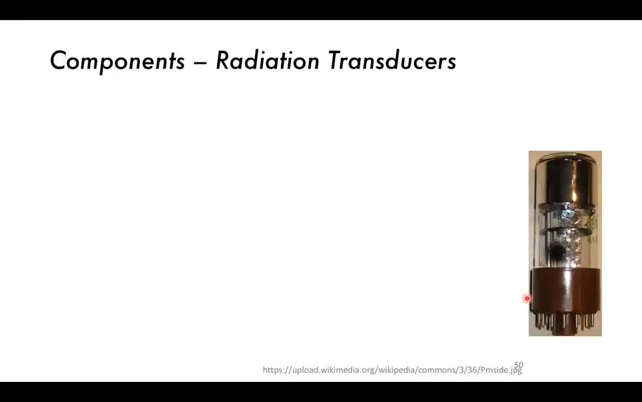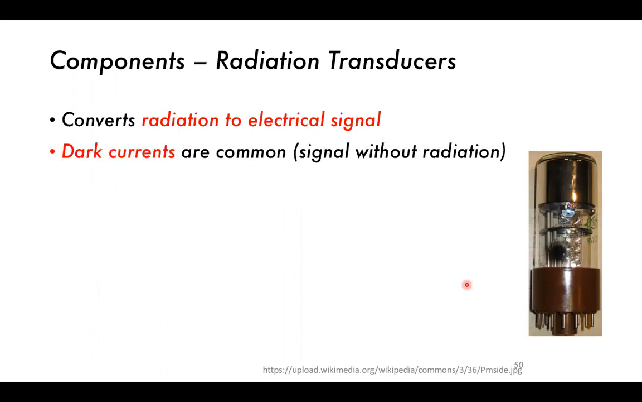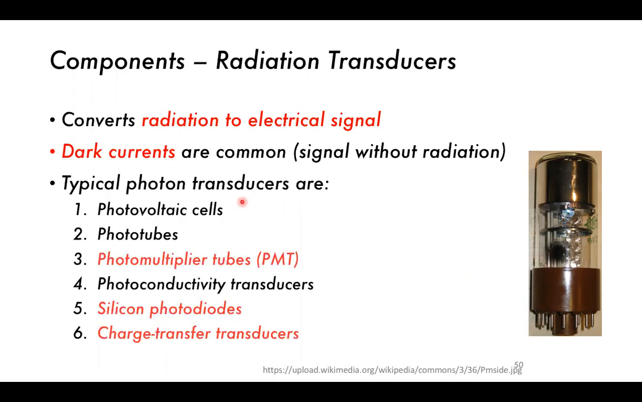Okay, so some radiation transducers. Over here we have a phototube. So this converts radiation to electrical signal. Dark currents are common, so these are signals without radiation. And typical photon transducers are here. So we have photovoltaic cells, we have phototubes, we have photomultiplier tubes, otherwise known as PMTs. We have conductivity transducers, silicon photodiodes, and charge transfer transducers. So I have labeled in red the ones which are most common. So there are 6 types. The most common are PMTs, silicon photodiodes, and charge transfer transducers.